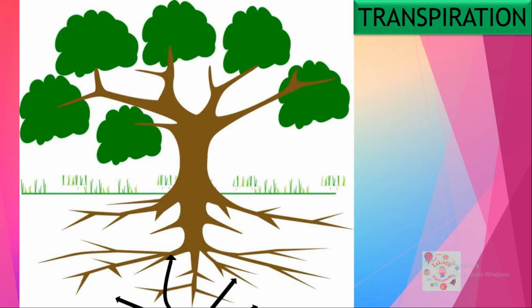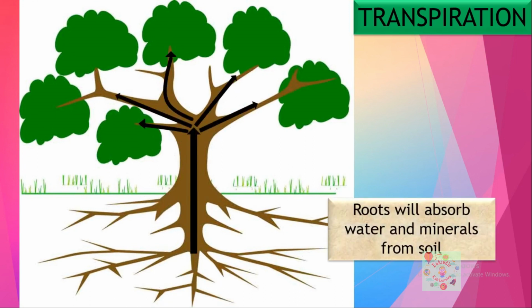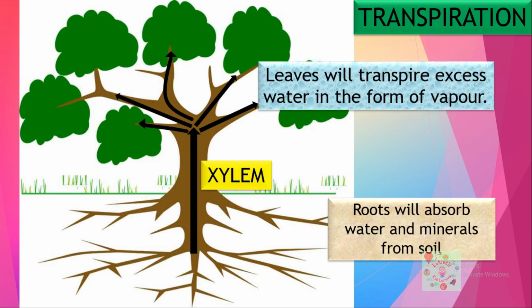Okay, now we'll study another important function of the leaf, that is transpiration. We know that roots absorb water and minerals from soil. Some of the water is utilized in the process of photosynthesis for the preparation of food, right? Then the excess water is transpired by the leaves in the form of water vapor, and this process is called transpiration. Okay, now we'll try to prove that leaves do transpiration.